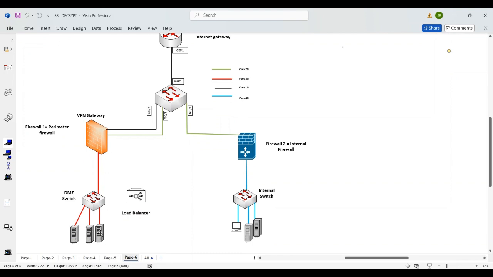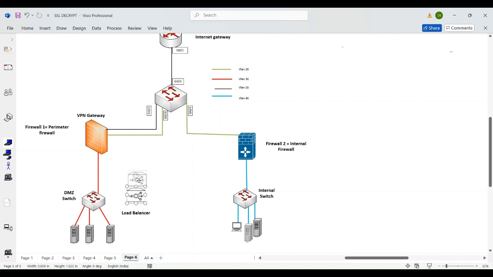zone we have a DMZ server, right? So we are using a DMZ switch over here. And why are we using a DMZ switch over here? Because we will not connect the DMZ servers directly to the firewall, right? That does not work in a practical scenario. We will have a DMZ switch between the firewall and the server, and we will connect it.